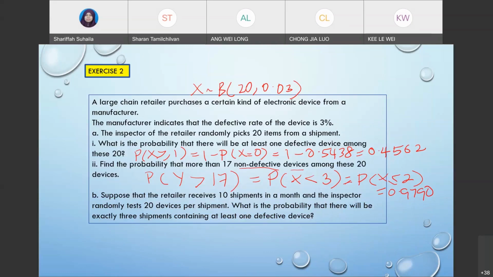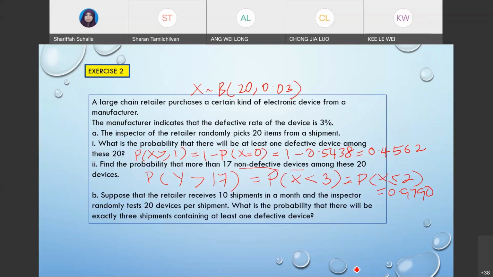Okay. So again, the easiest way, since our X is defective, if more than 17 are non-defective, so how many are defective? It is the same concept that we apply for pi greater than 0.5. We just change the inequality sign. So you have your X is just less than 3, which is 20 minus 17. Okay, for part B.